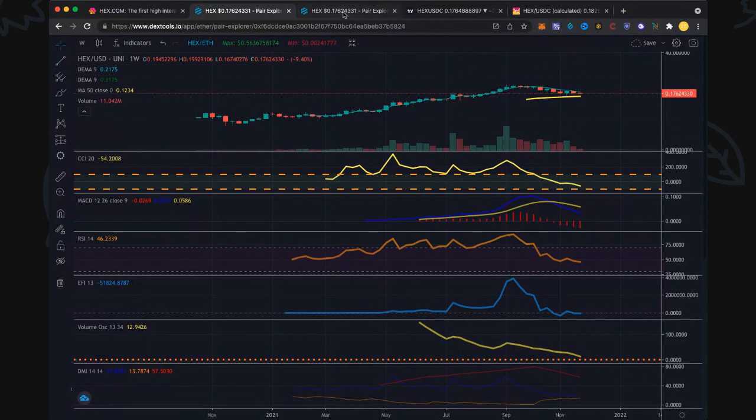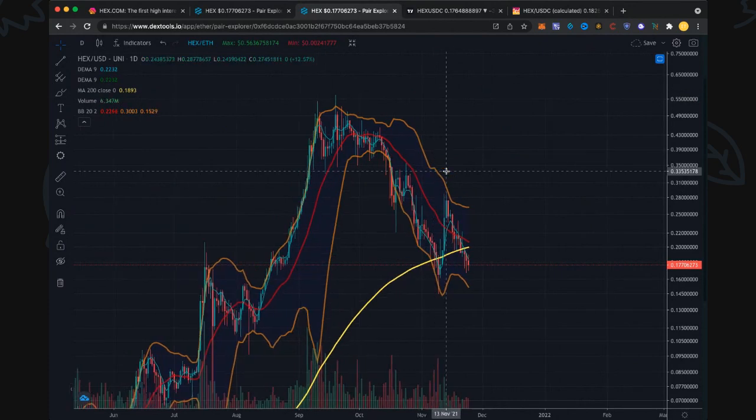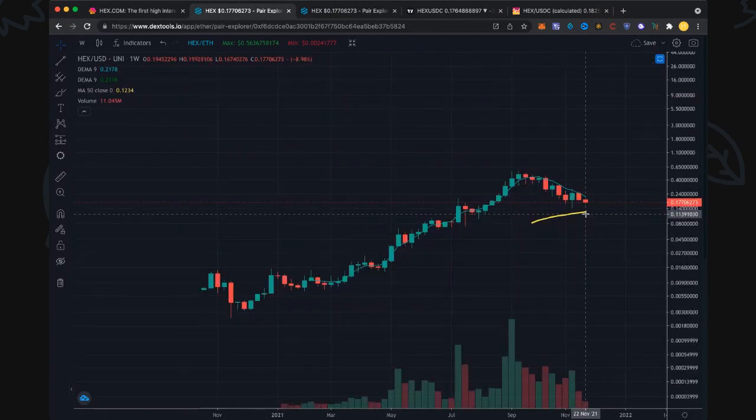Let's go straight to the daily. And here we are with the daily with nothing on it. We've just got the Bollinger Bands and the 200-day moving average in yellow. Now, this is the daily time frame. We just moved from the weekly there, and of course, we basically saw the price there as well, 12.1 cents.